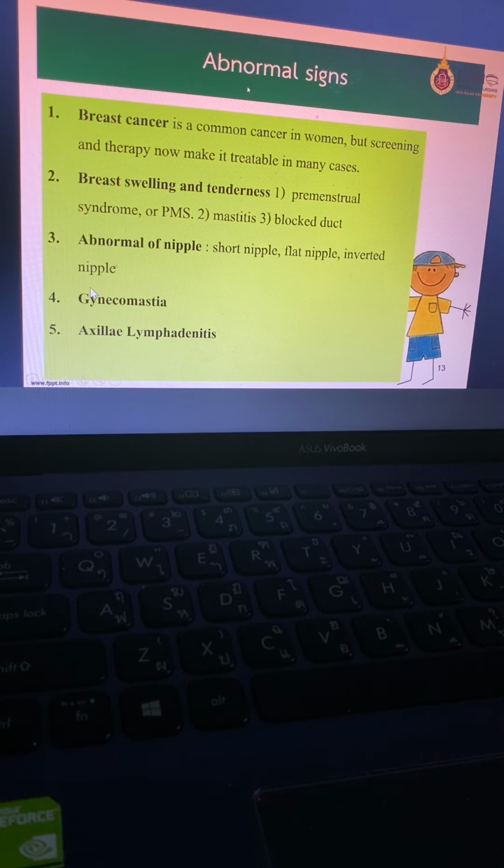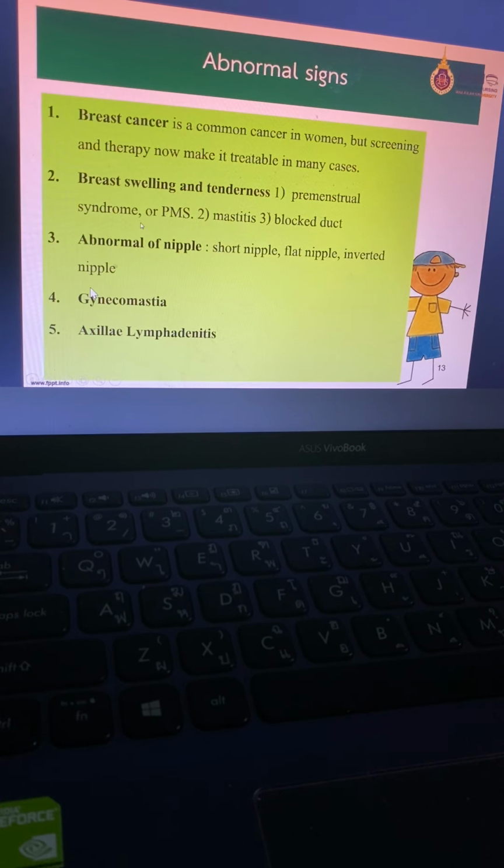The abnormal signs you can see are about breast cancer. Breast cancer is the most common cancer in women, the top cancer in women, and a cause of death in women too. But screening and therapy now make it treatable in many cases. It is found often, but it can now be screened early and treated quickly in many cases.